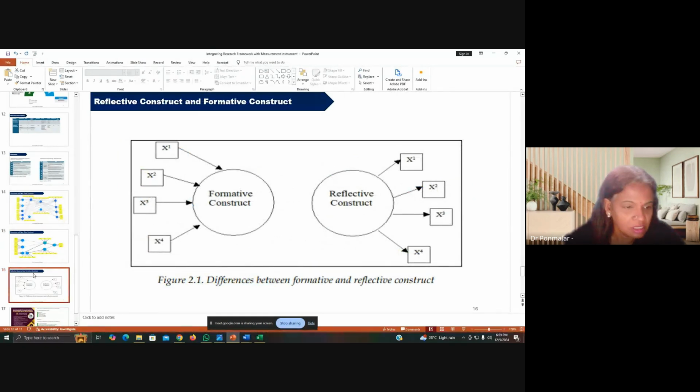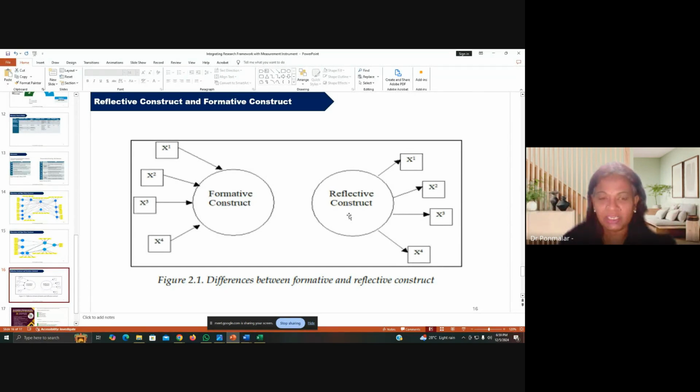Okay, the last part. Reflective construct and formative construct. What are they? This is another problem. Most of you are not aware there is a term called reflective and formative. So when you read papers, you never look at this. You think all constructs are the same, so you just take all the items and make a questionnaire.